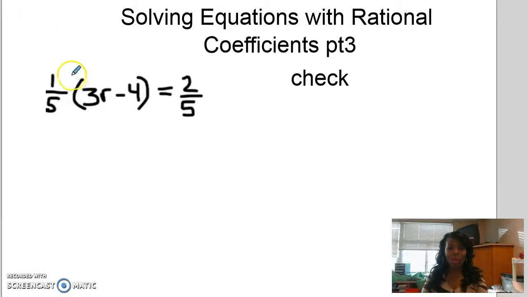Okay. So we have 1/5 of the expression 3r minus 4. So we don't have a complete 3r minus 4. We have 1/5 of that. And all of that is equal to 2/5. So as we've learned, we can definitely eliminate the denominators in this equation by doing what? Right, by multiplying by the least common multiple. And the least common multiple here is just 5.